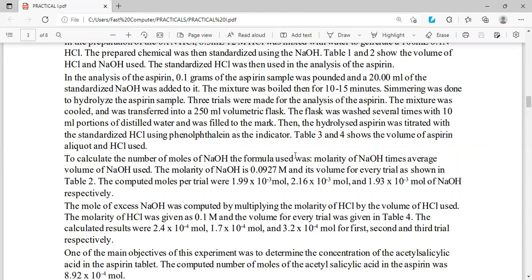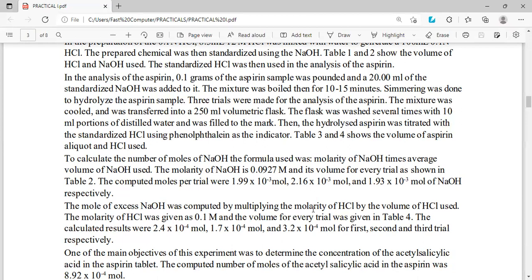To calculate the number of moles of NaOH, the formula used was molarity of NaOH times average volume of NaOH used. The molarity of sodium hydroxide is 0.0927 molar, and its volume for every trial is shown in Table 2. The computed moles per trial were 1.99 × 10^-3 mole, 2.16 × 10^-3 mole, and 1.93 × 10^-3 mole.